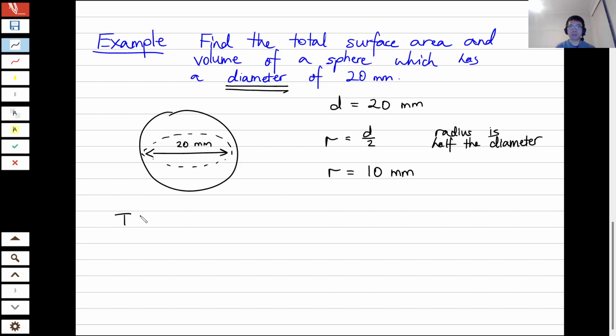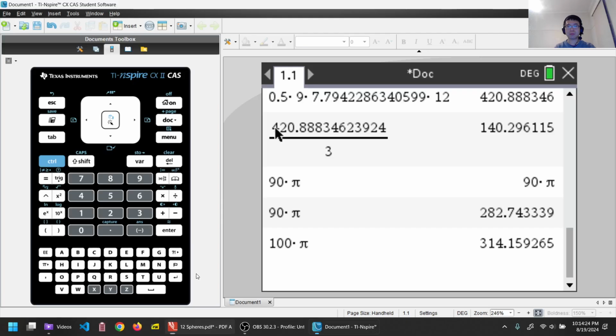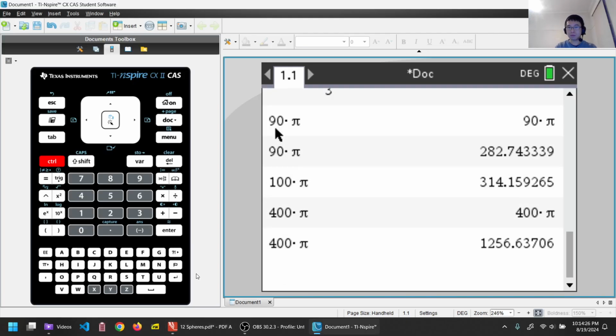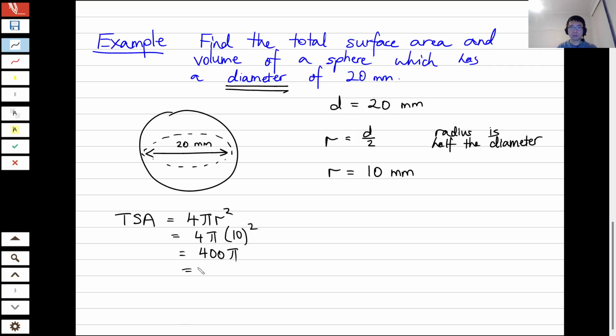So total surface area is 4 pi r squared, which is 4 pi times 10 squared. 10 squared is 100, so this gives me 400 times pi. Okay, and if I round this, I get 1256.64 to 2 decimal places. And notice that my unit was millimeters, so I need to write millimeters squared.